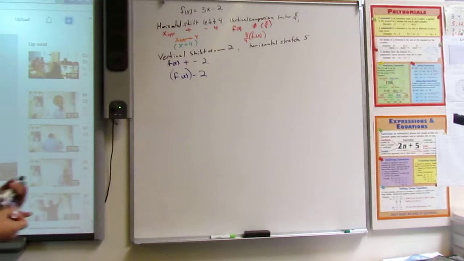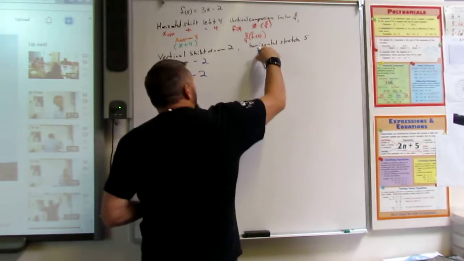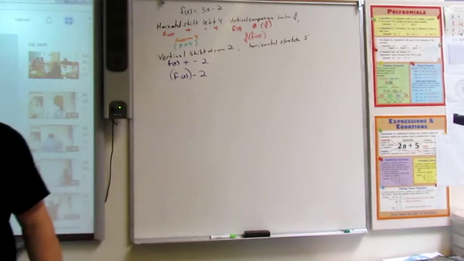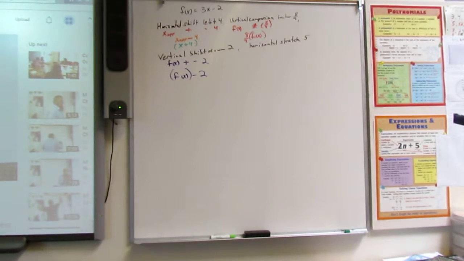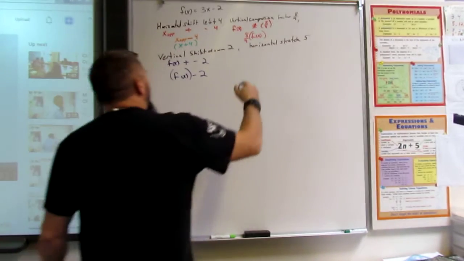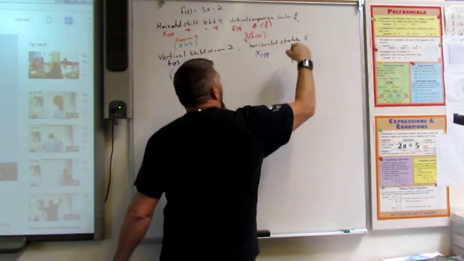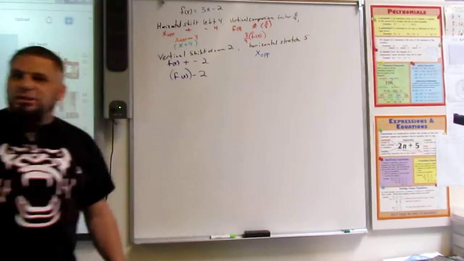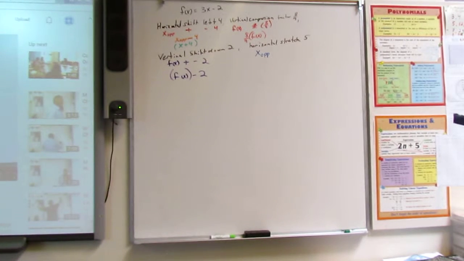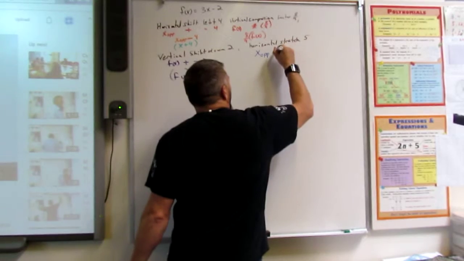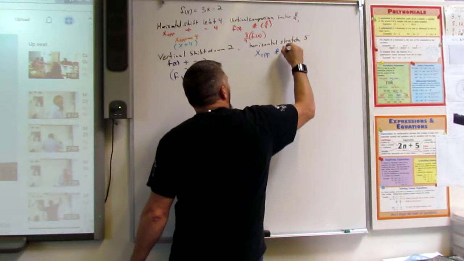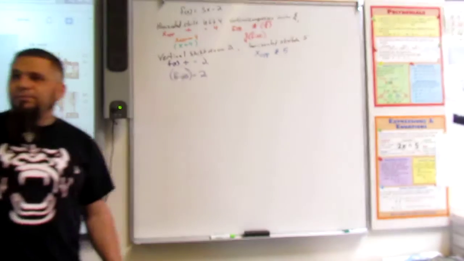Now I'll get another color. How about blue? Horizontal. What does that do again? I see horizontal, I think x opposite. Good. X opposite. So stretch, what does that mean? Multiplication. Good. And then 5.